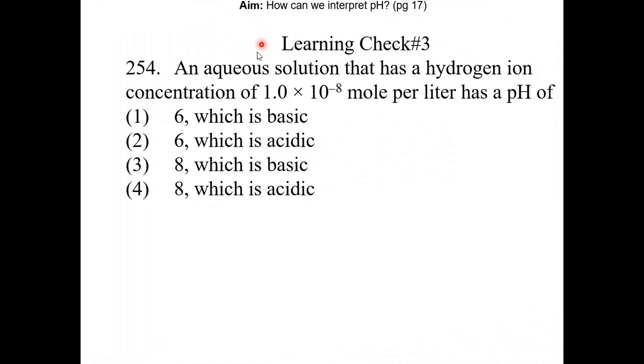Learning check number 3. An aqueous solution has a hydrogen ion concentration of 1 times 10 to the negative 8 moles per liter. It has a pH of what? Pause the video and resume as completed. So we have to take the negative log of the hydrogen ion concentration, which is 8. A pH of 8 is considered basic, so the answer is choice 3.